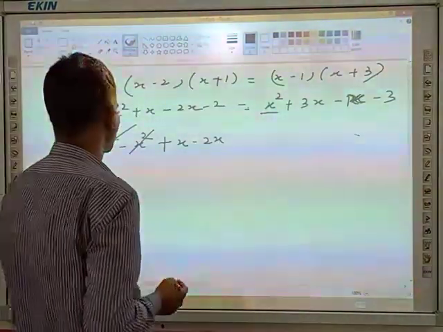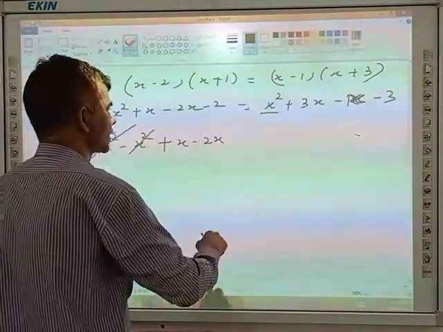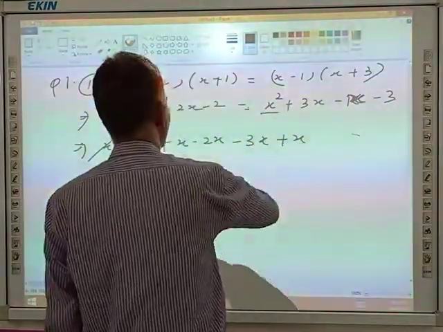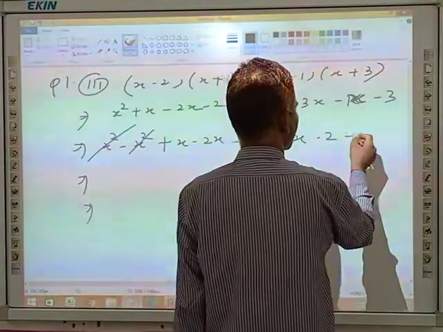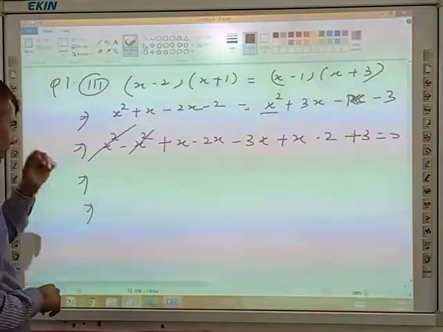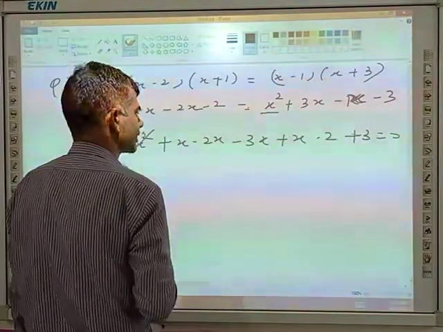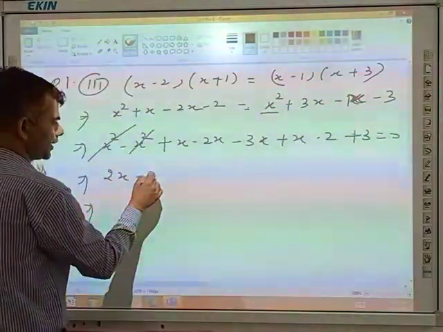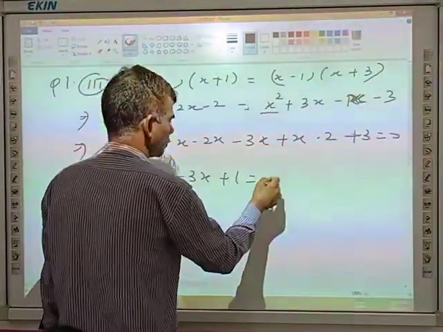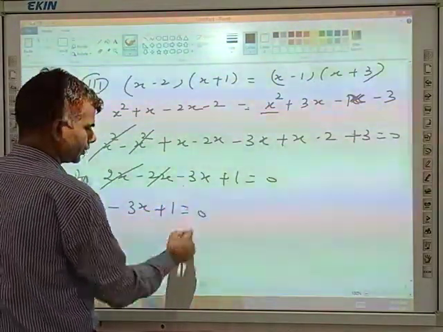Students, x square minus x square plus x minus 2x minus 3x plus x, now minus 2 plus 3 equal to 0. Now student, x square minus x square cancel out. Now x and x, that is twice of x, minus 2x minus 3x plus 1 equal to 0. That cancels out, minus 3x plus 1 equal to 0.